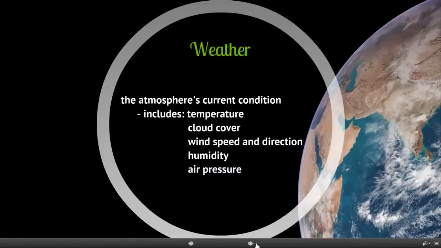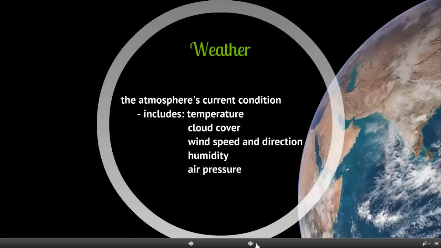So our weather is the atmosphere's current condition. It includes temperature, cloud cover, wind speed and direction, humidity, and air pressure. So if I ask you what the weather's like outside, most people just stick with the temperature. Most people just say it's either warm or cold. But there's still a lot of other aspects of it that you need to include. Our weather involves a lot of different areas. So it's not just, oh, it's a really hot day outside or it's a really nice day outside.